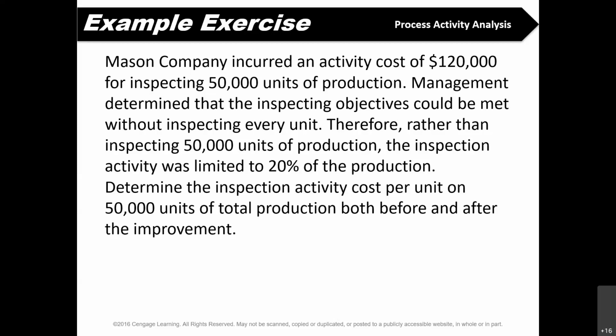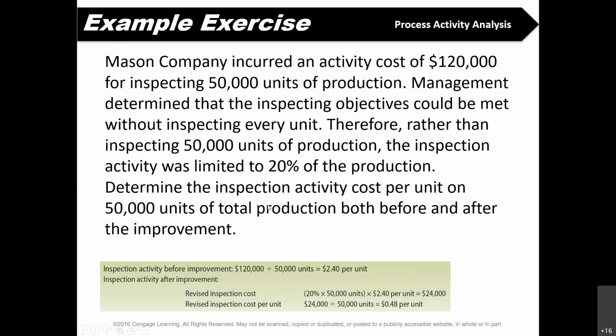So, who can tell me what would be the inspection activity cost per unit? So 50,000 units. We said that the activity cost is $120,000. What was it, Elias? $2.04. I'm sorry? $2.04. I'm sorry, $2.40. I mean, we're dividing the cost by the units, though. That's right. Yeah, $2.40. You're correct. $2.40. And so that's if we do every unit.